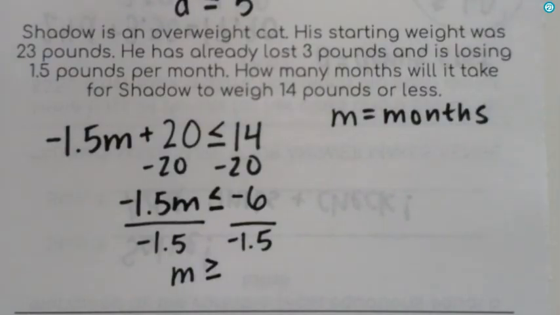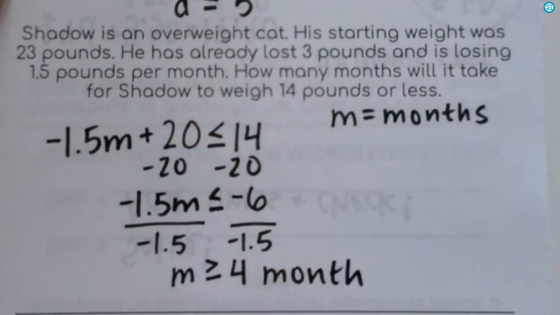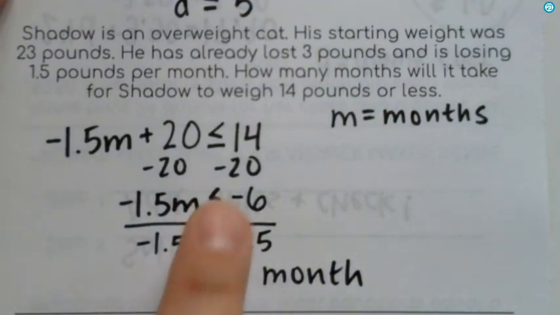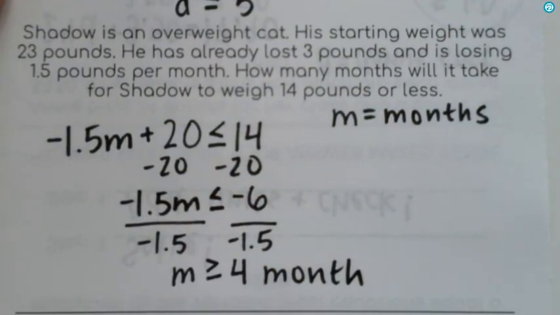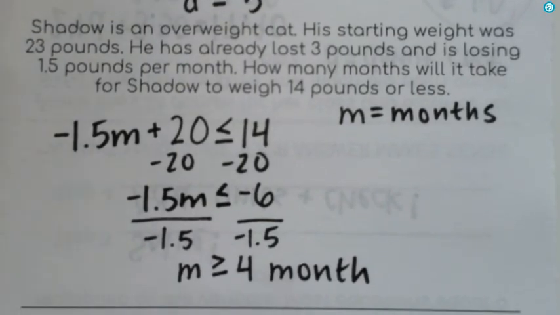$1.50, $3, $4.50, $6. $1.50 goes into $6 4 times, is what I think about. So that's going to be 4 months. So it's going to take more than or equal to 4 months. So at 4 months, he would weigh exactly 14 pounds. Eventually he needs to stop losing weight or else he'll be negative weight. So remember to flip your sign because it's going to take at least 4 months, not less than 4 months.